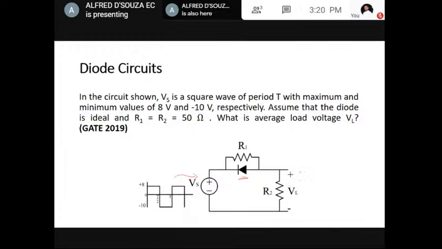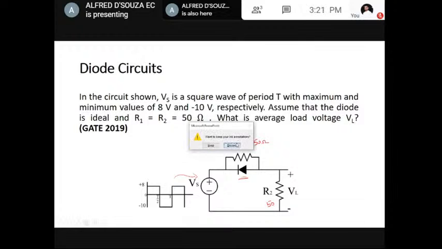Once again, this is a numeric answer type question, and values of R1 and R2 are given. Both are 50 ohm each. And please check here, the input voltage is going up to plus 8 volt in the positive half cycle, and it is going up to minus 10 volt in the negative half cycle. There is an asymmetry. So let us see how to find the average load voltage for this particular circuit.